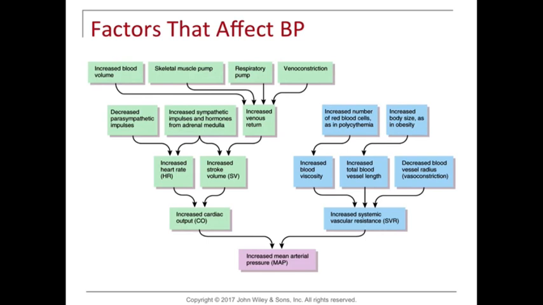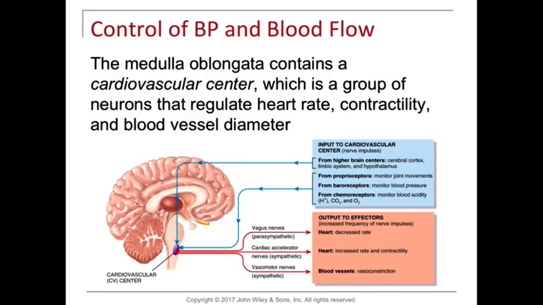The increase of the RBC is going to increase blood viscosity. The increase in weight or obesity or adiposity increases total blood vessel length. Those are going to increase the resistance, and decrease blood vessel radius, which means vasoconstriction. All those are going to increase vascular resistance, which is going to increase mean arterial pressure.